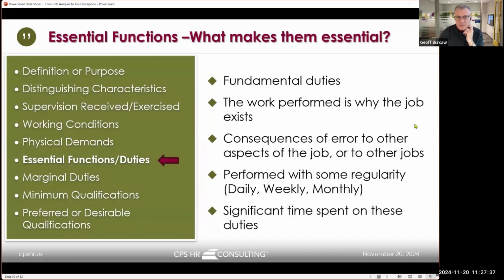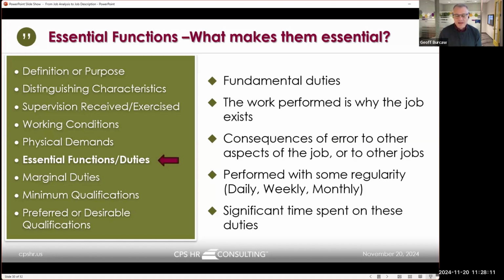Well, let's talk about what makes a function essential versus marginal. So an essential function, it's fundamental to the job. A lot of this definition comes from the ADA and other places, kind of standard. You think about the work that's being performed, or I should say, the job was created so that that work could get performed.